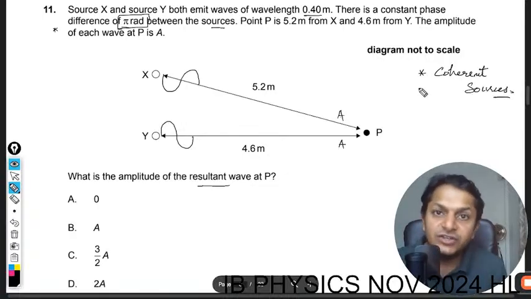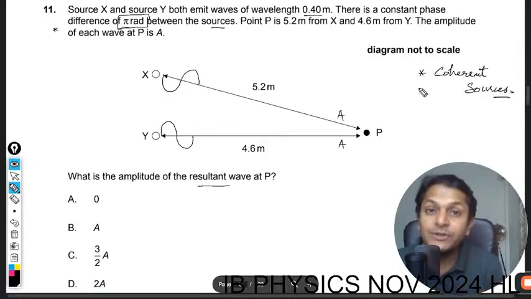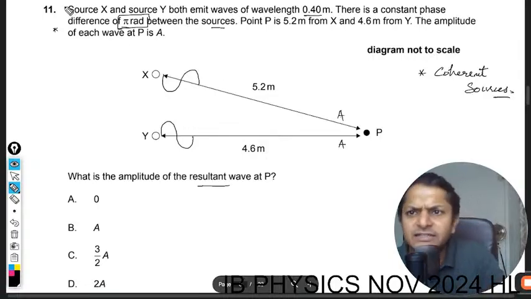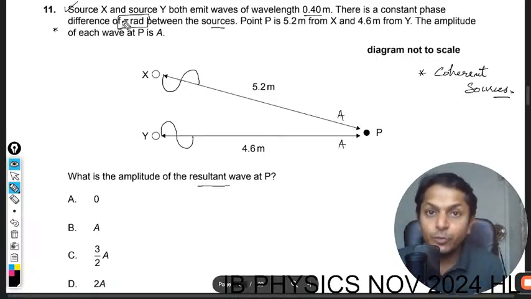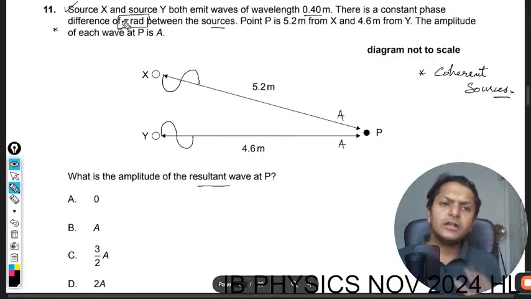So the first condition is that the two waves which are interfering should be the same kind of wave, they should have the same frequency and the same wavelength. That condition is satisfied here, because the sources X and Y are both emitting waves of 0.4 meter wavelength. So that is done.